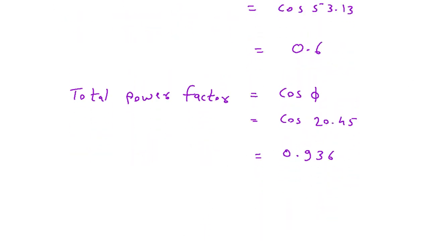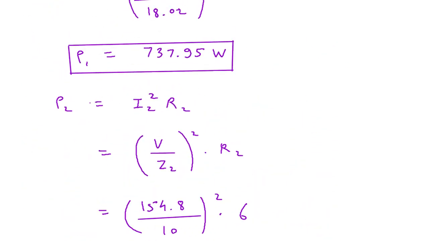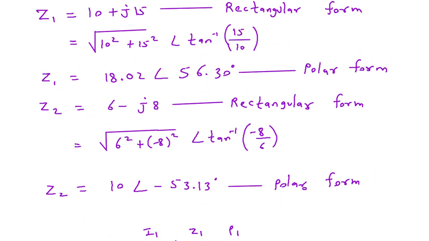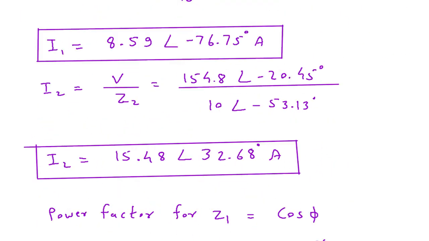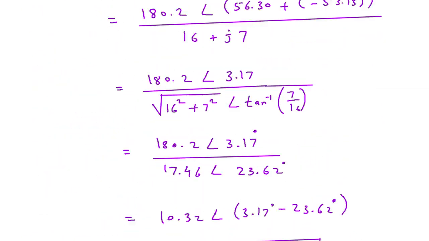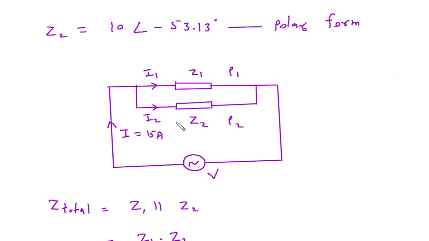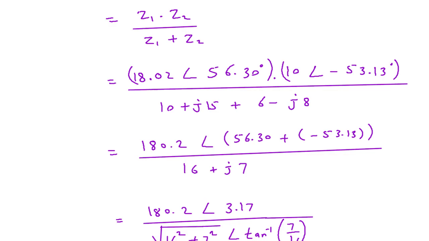Now we have the value of total power factor, then currents I1 and I2, then powers P1 and P2, and we also have the value of voltage and total impedance. Next we have to draw the vector diagram. To draw it, first of all we have to find the angle of voltage. What is the angle of current? The angle of current is 0, only 15 ampere is given. So we will take the 15 ampere current as a reference.